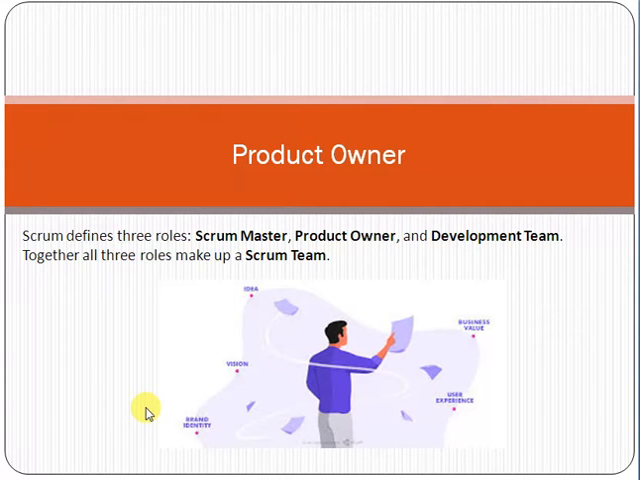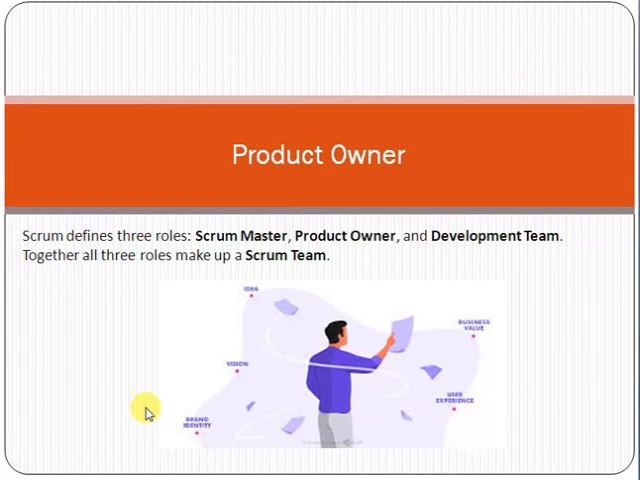Now, in the Scrum framework there are three major roles. The first role is the product owner, the next is the Scrum Master, and the next is the Scrum Team. Product owner is a person who has complete knowledge and complete control over the project, and he knows what we need to deliver. He is the person who has the complete vision about the product or project which we are going to deliver.